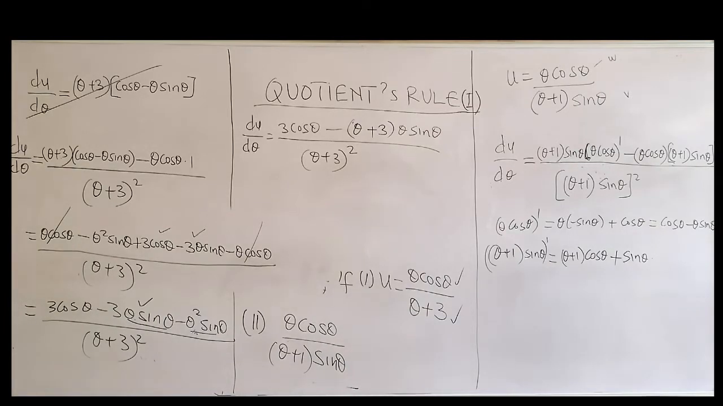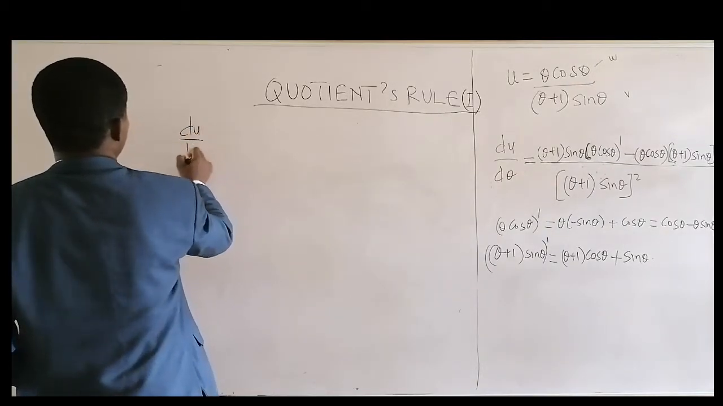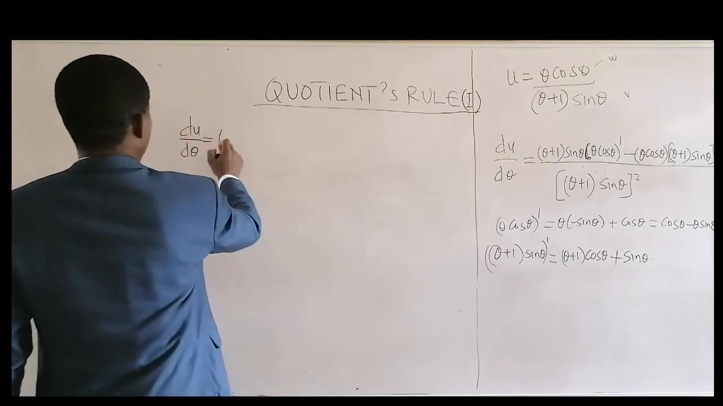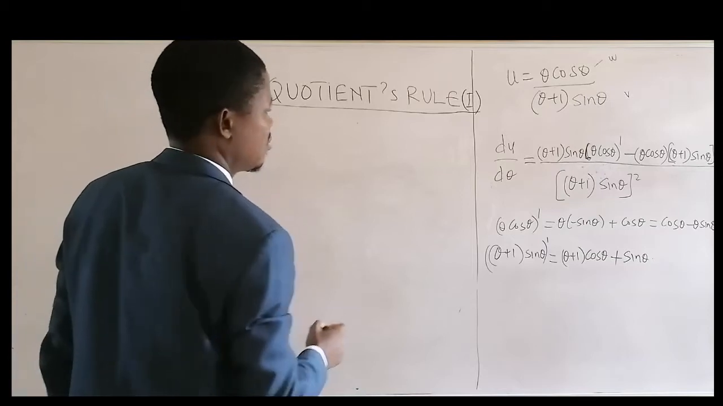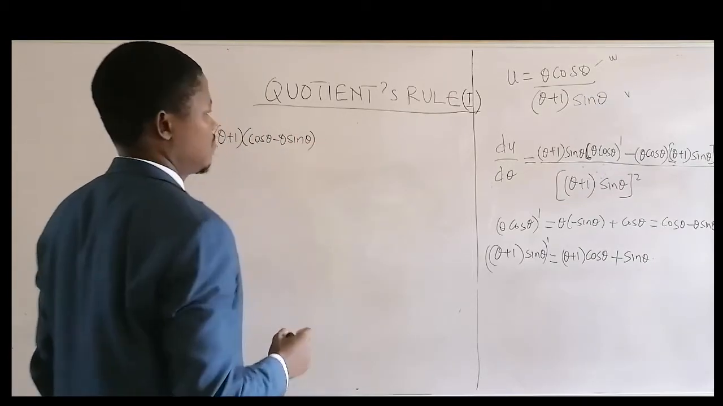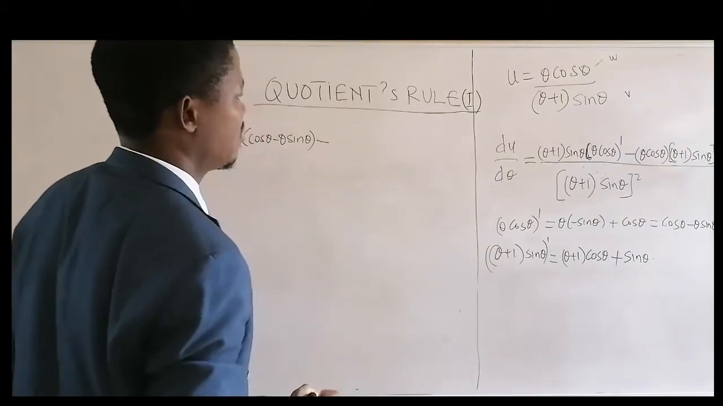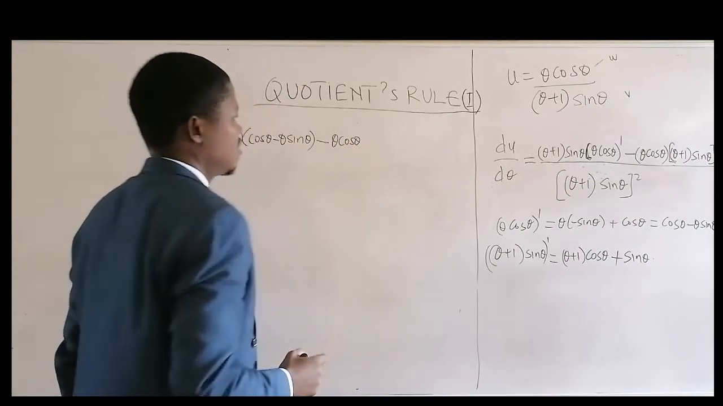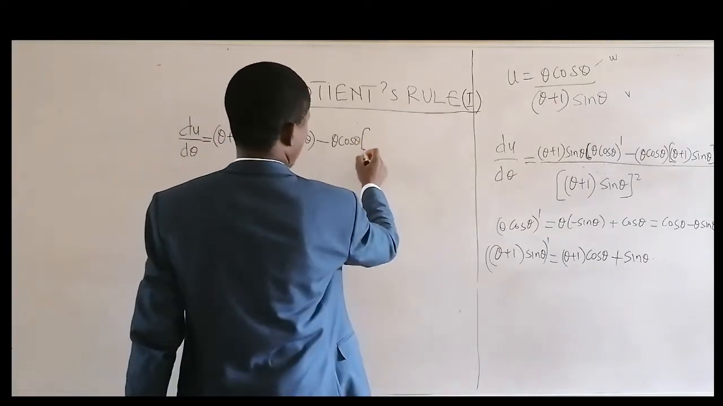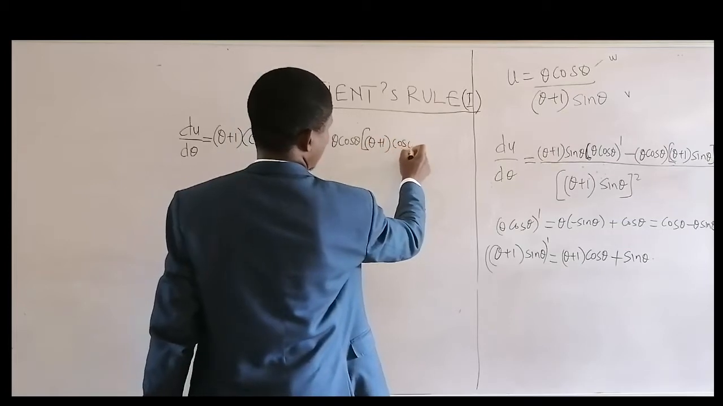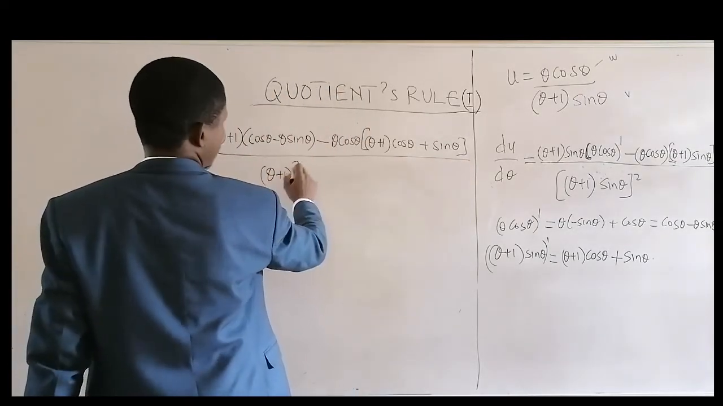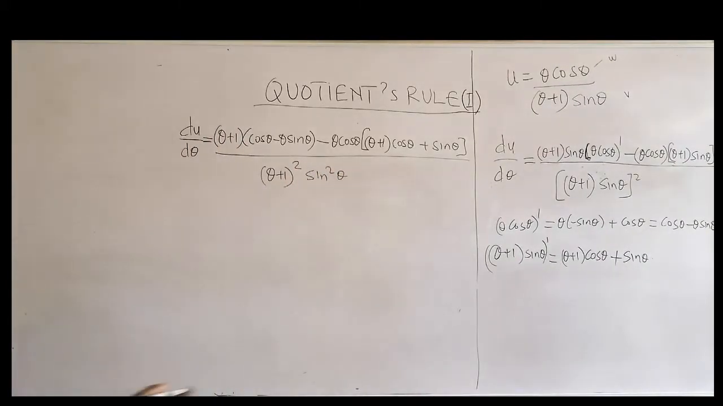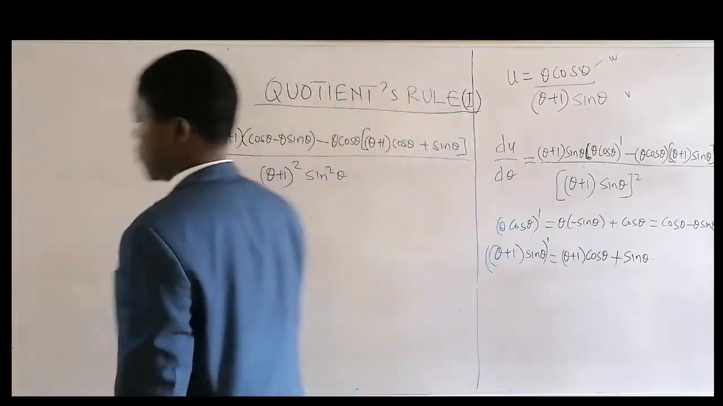So what we are going to do now is just make our substitutions. I need a bigger space. So let's make substitutions. The u d theta will be equal to theta plus 1 times cos theta minus theta sine theta. Then minus the one there, theta cos theta times the derivative of that which we have there, which is equal to theta plus 1 cos theta plus sine theta, all over theta plus 1 squared sine squared theta. If you square this, there are two items there, so the square of this. So that's that on that.